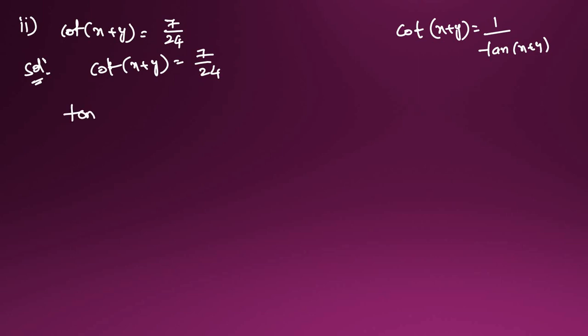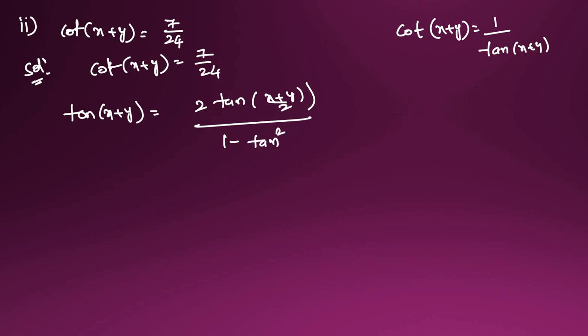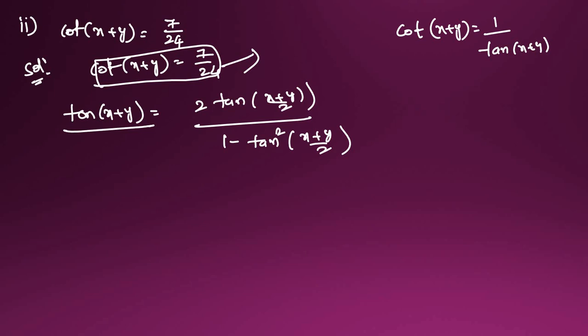Tan of x plus y is equal to, so what is the formula here? 2 tan of (x plus y)/2 divided by 1 minus tan square (x plus y)/2 will come. This is the formula actually. So here what we have to show is that cot of x plus y is equal to 7 by 24. So we'll take tan x plus y equal to 2 tan (x plus y)/2 by 1 minus tan square (x plus y)/2 will come here.